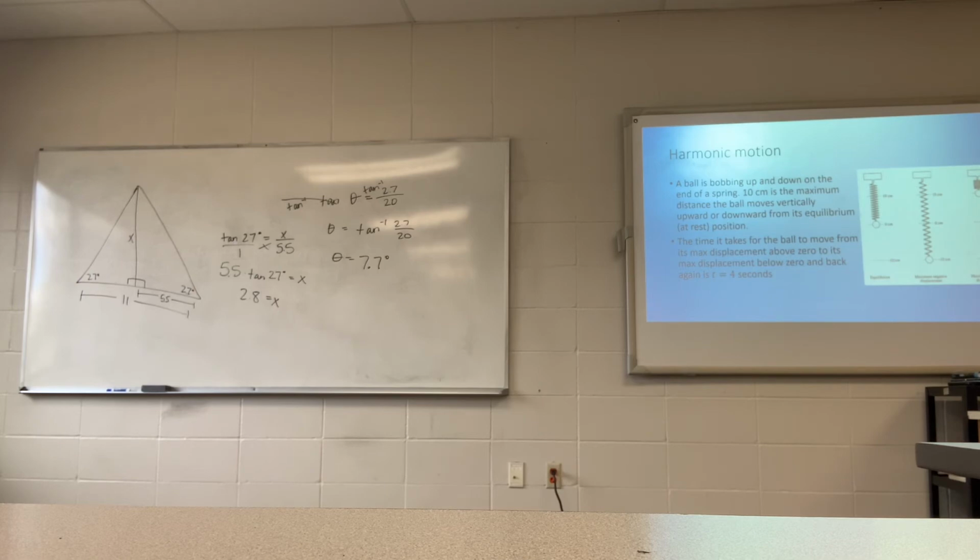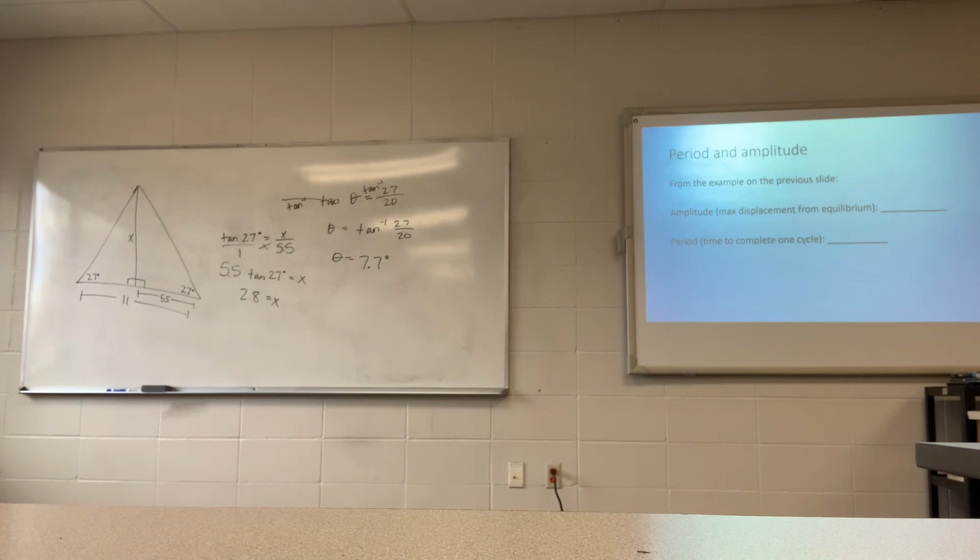Yeah. And then the time it takes for it to complete its one cycle, going from rest, out, back, up, down, to come back to the middle, up, back to the middle, that's its period. So for this question, the period would be the 4 seconds. So we're just going from word problems to writing sine and cosine equations from our word problems. Okay.